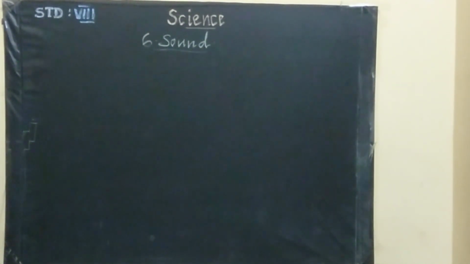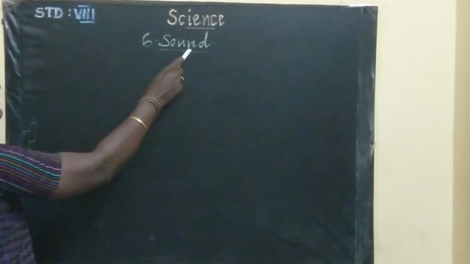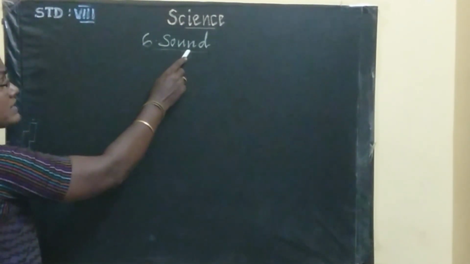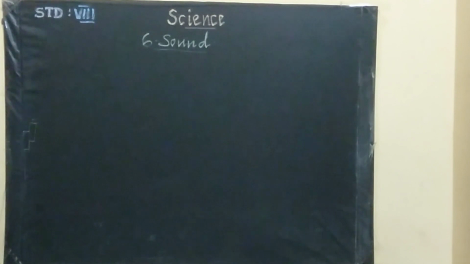Children, did you observe all these things? Yes. These are different varieties of sound. So in this lesson, we are going to learn about what is sound and how it is transmitted or propagated from one place to another place. There are different varieties of sound in our surrounding and these sounds vary from each other in their characteristics.